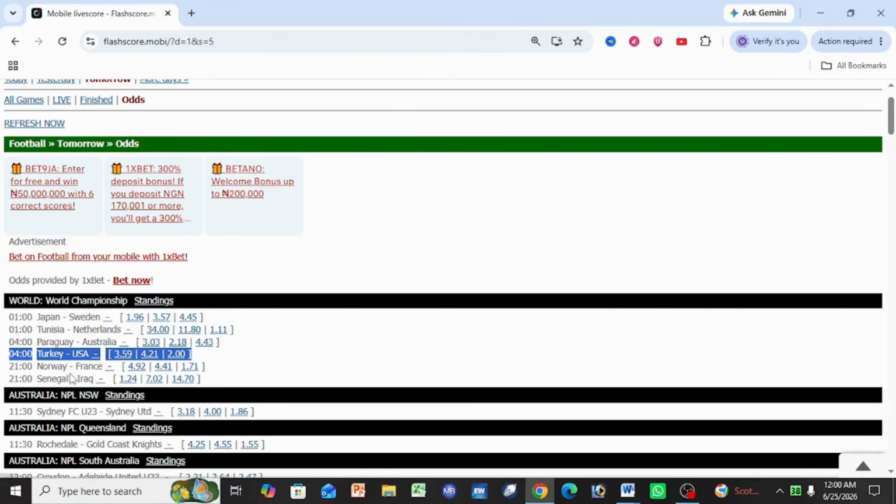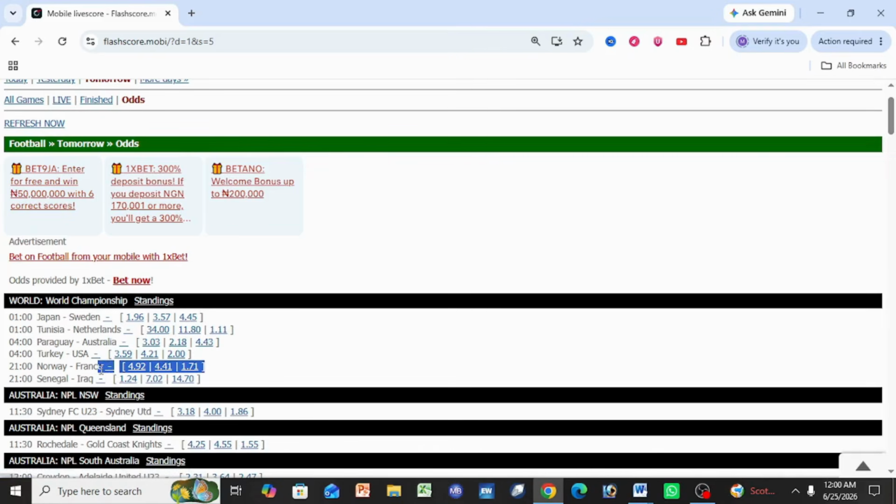Right, so now we'll go for Norway and France. The 0-0 correct score is 6.25 rather, and the 1-1 correct score is also 0.4. That shows you a potential draw as well. Now the last but not the least is Senegal and Iraq. The 0-0 correct score is 10.5, while the 1-1 correct score is 2.